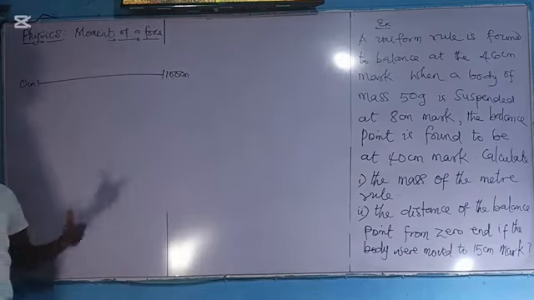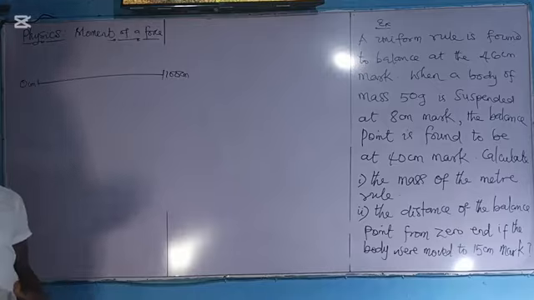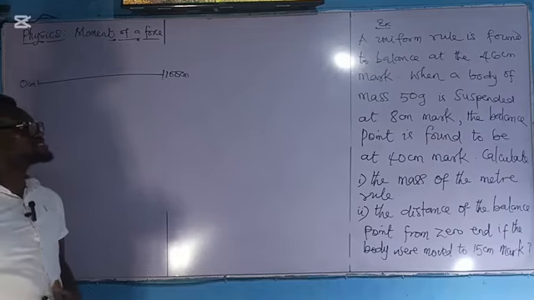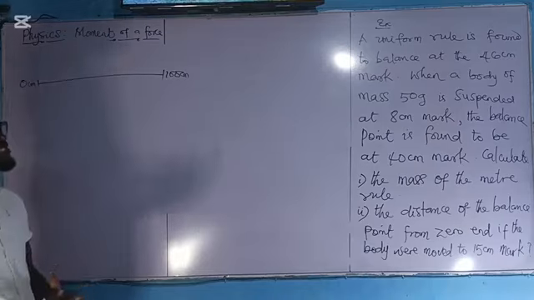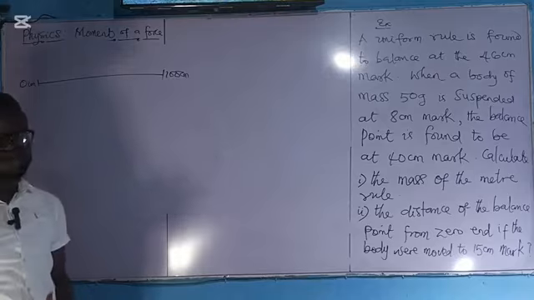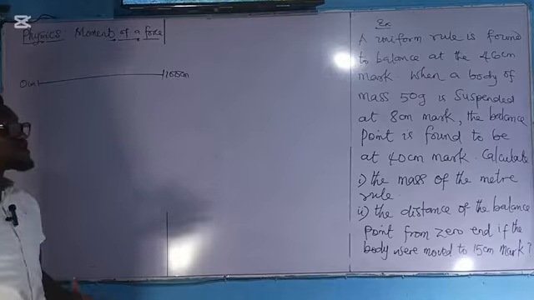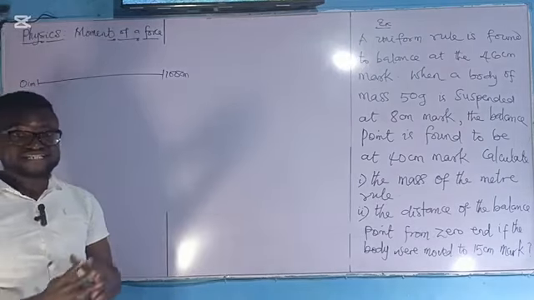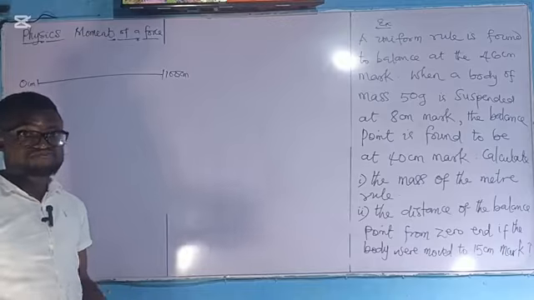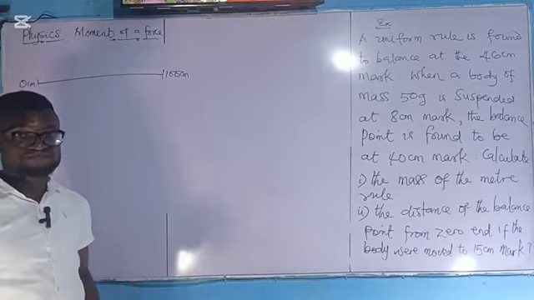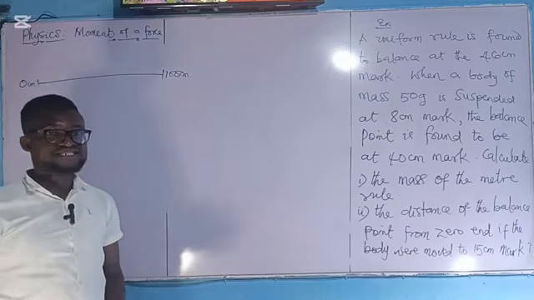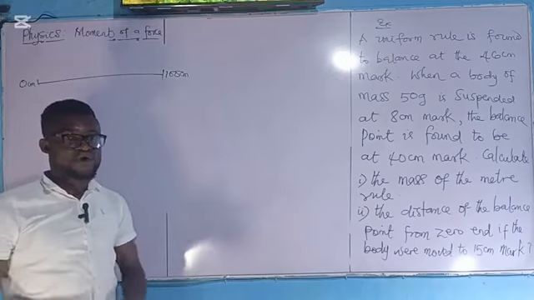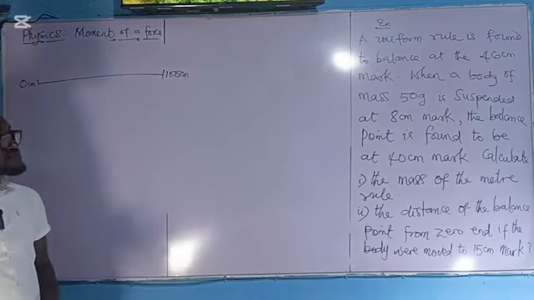Of course, the center of mass should be at the midpoint, which is 50 cm. But from the question, it reads that the uniform rule is found to balance at 46 cm. So the center of gravity is 46 cm, while the center of mass is 50 cm. The center of mass is the midpoint of the body, while the center of gravity is the point at which the weight of the body acts or appears to act.